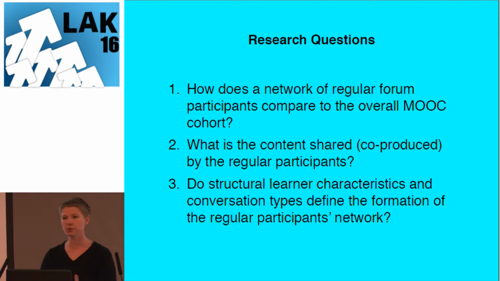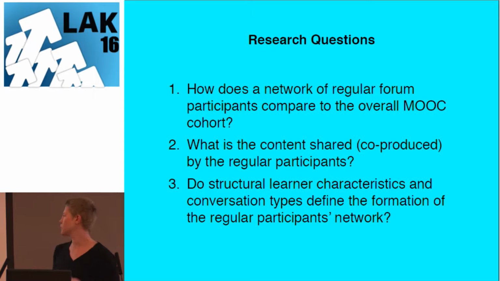And we asked very simple questions. So a lot of the stuff I'll be talking about is quite qualitative. The questions were, how does the network of regular forum participants compare to the overall MOOC cohort? Then what is the content that's co-produced by these regular participants?